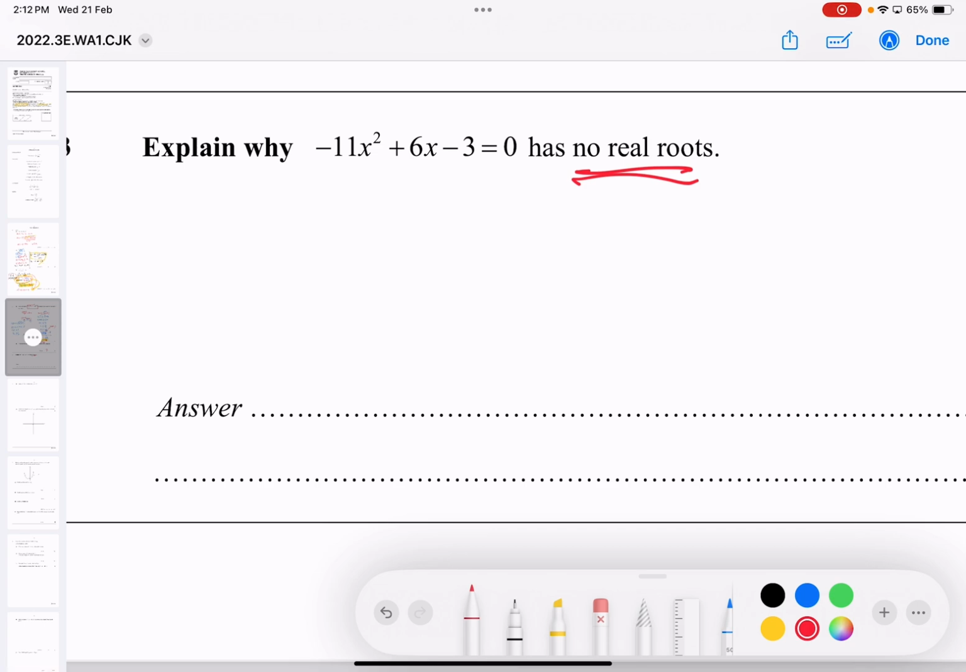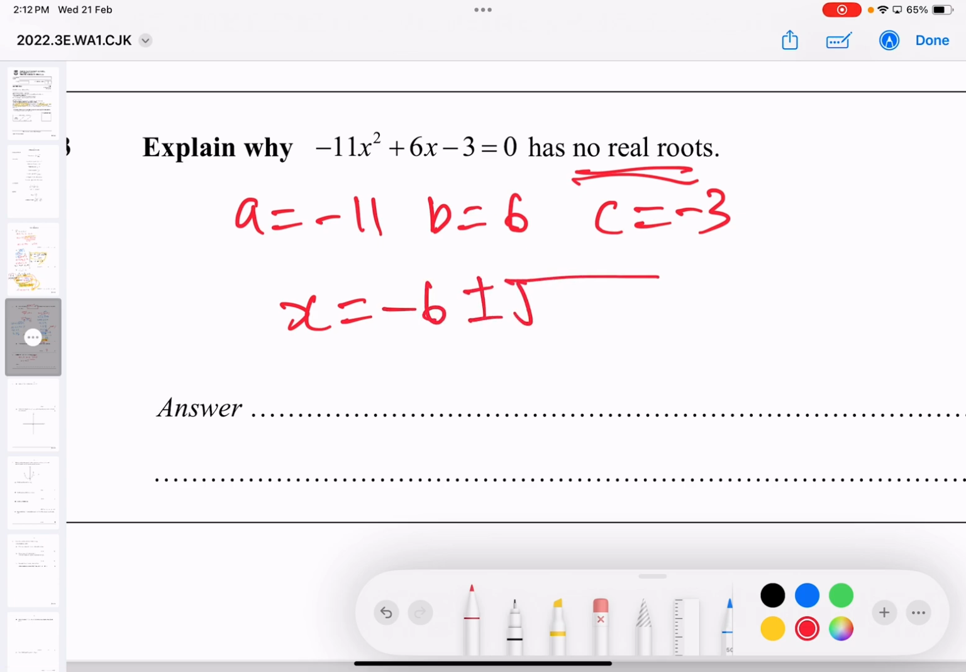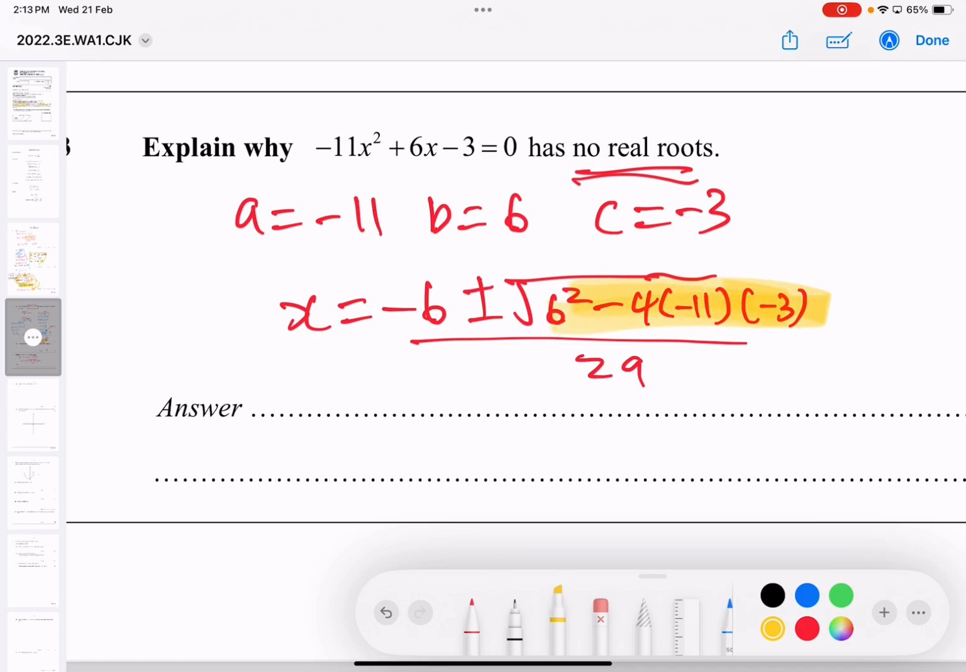You must say that when you use the quadratic formula, A is negative 11, B is 6, C is negative 3. When you try to solve for this, negative 6 plus minus square root of B squared minus 4AC over 2A, you realize that you cannot square root this. You must work out this answer. Okay, you must tell me that you cannot square root. What is this answer?